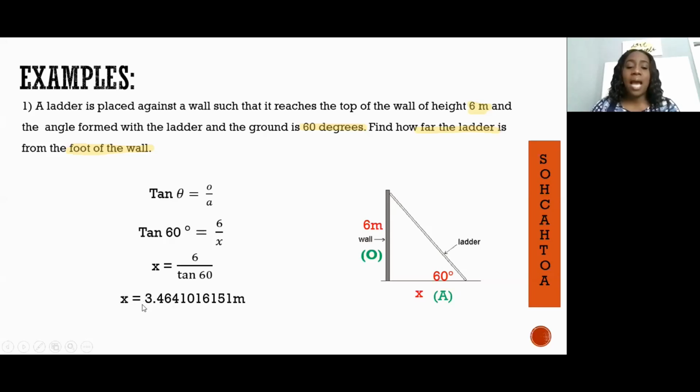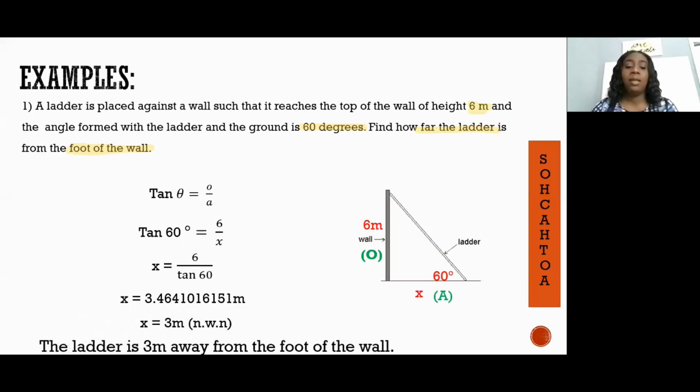Remember I said to you last week, the nearest whole number means that you're talking about dollars and cents. So I have $3.46. I want to round it to my dollars only. I got $3. So the answer is 3 meters, nearest whole number. And lastly, I answered the question. The ladder is 3 meters away from the foot of the wall. You have to answer the question that's asked.